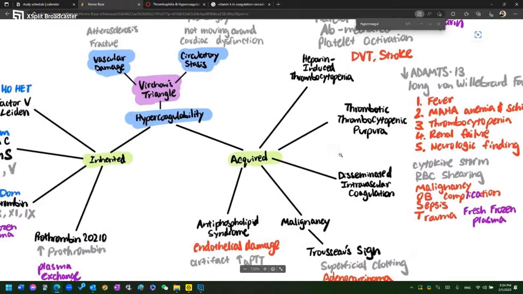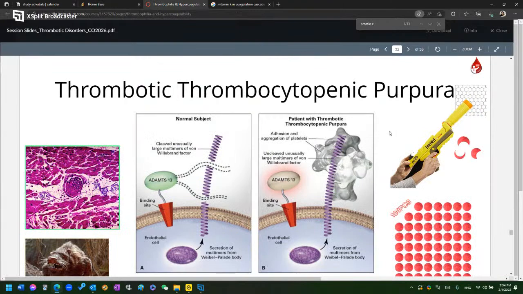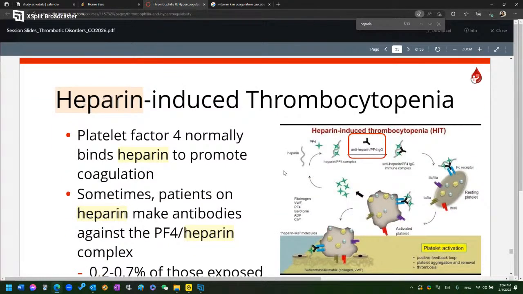I'm going to go on right now to acquired reasons you'll have hypercoagulability. You could have a lot of heparin. What heparin does, I think what happens is factor 4 ends up getting. Let's actually look about that. I don't remember.